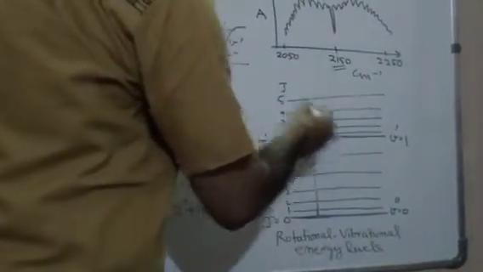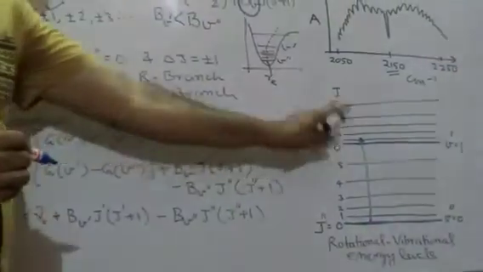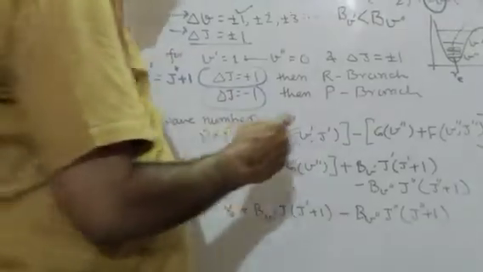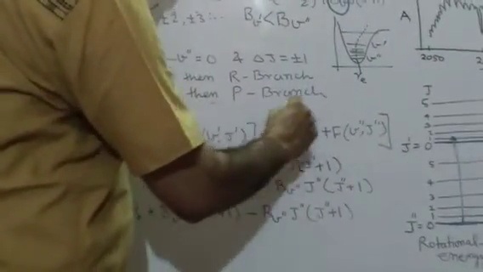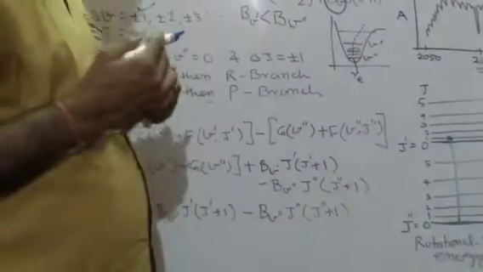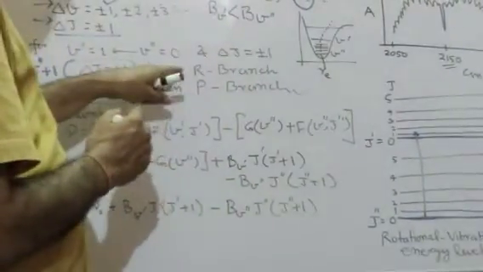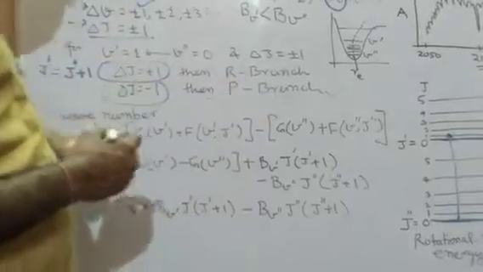It means the first transition will start from 0 to 1, J prime will be 1, and similarly there will be several other transitions. Now, if we talk about ΔJ equal to minus 1, then we will get another set of lines, and that will be called the P branch. So this will give the R branch and P branch.